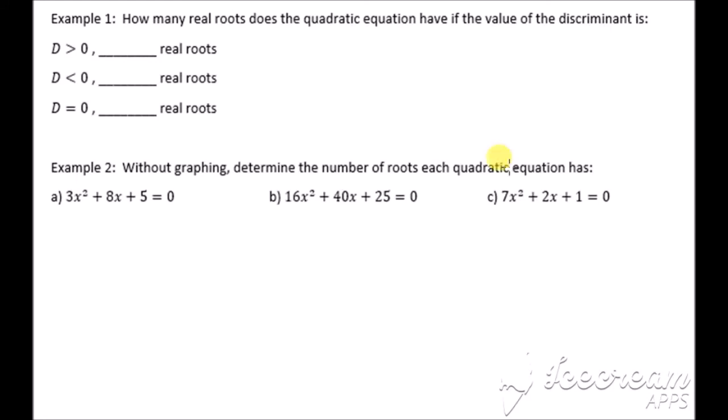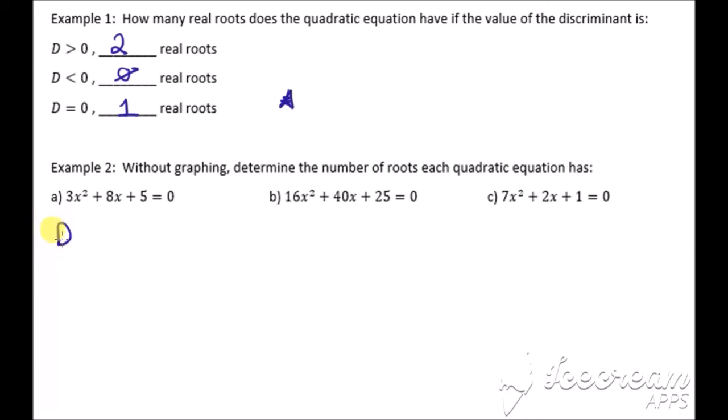Okay, so how many real roots does the quadratic equation have? If the value of the discriminant is greater than 0, it's going to have 2 roots. Less than 0, that's not going to exist, right? You can't root a negative number. And equal to 0, 1 root. You may want to box this as your note. Okay, so a question might ask, without graphing, determine the number of roots of each quadratic equation has.